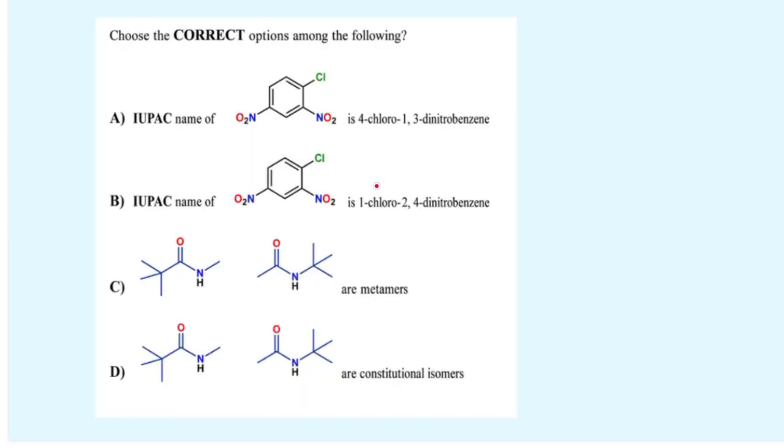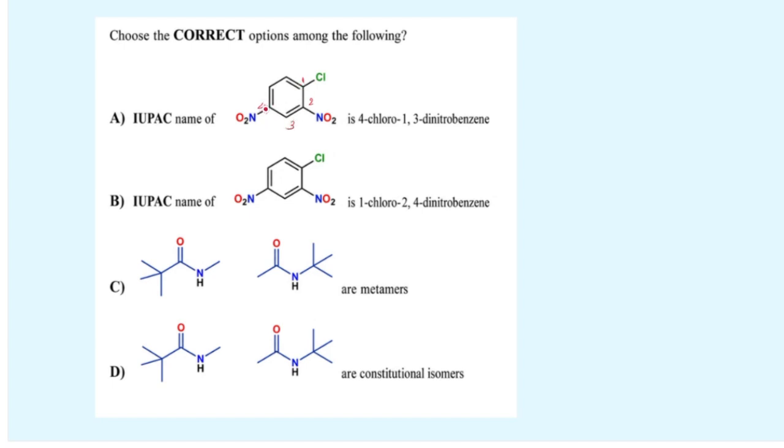For the next question, you need to have knowledge about the IUPAC nomenclature as well as isomerism to solve this question. Choose the correct options among the given 4 options. What is the IUPAC name of this aromatic molecule? See, there are 2 nitro groups and then there is a chlorine. All of them are prefix. Because all of them are prefix, we arrange these groups according to the alphabetical priority and number in such a way that it will obey the lowest sum rule like this.